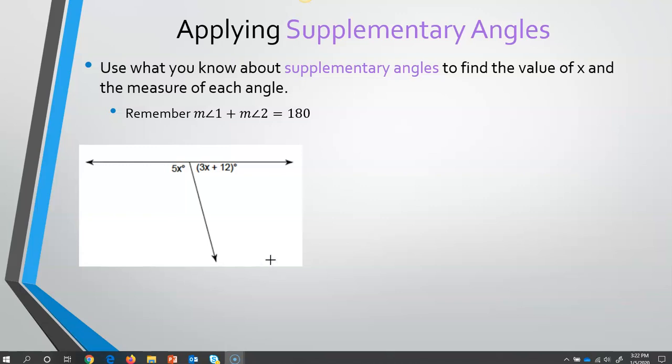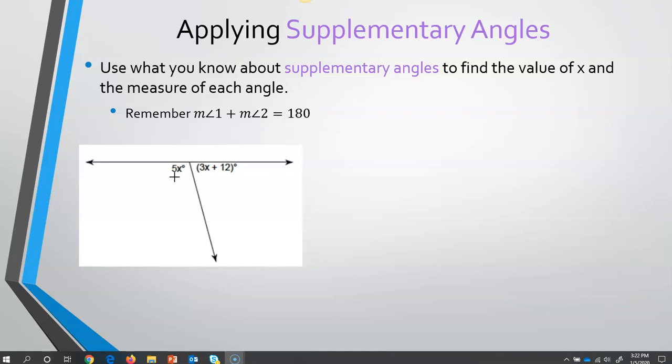Just looked at solving complementary angles algebraically. Now we're going to look at supplementary angles algebraically. And again, what we're doing is now we've added a variable in, and we're going to solve for that x, and we're going to solve for the measure of each angle. So again, supplementary angles, when we add them, their sum always equals 180.